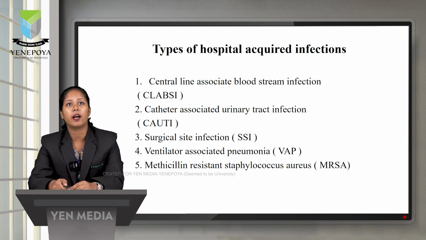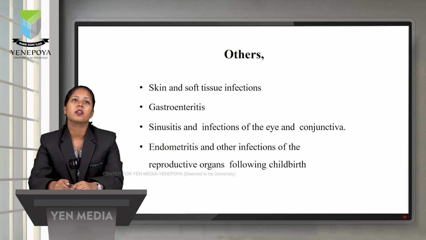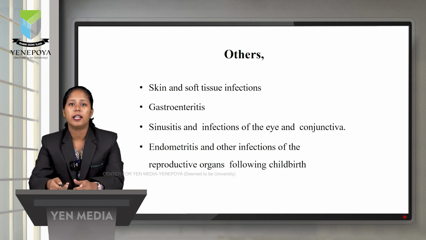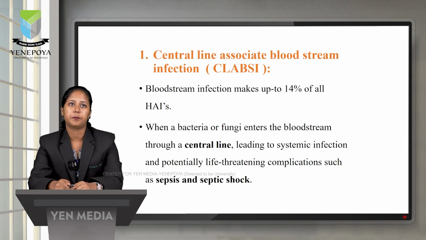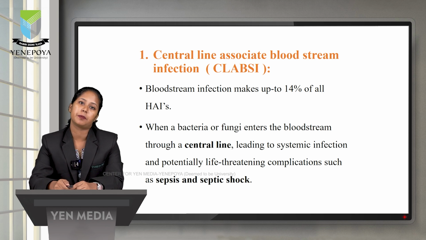Apart from these major five, there are a few more infections such as skin and soft tissue infection, gastroenteritis, sinusitis, infection of the eye and conjunctiva, endometritis and other infections of the reproductive organs following childbirth. Let us look deep into them one by one. First one is central line associated bloodstream infection. Bloodstream infection makes up 14% of all HAIs, when a bacteria or fungi enters the bloodstream through the central line, leading to systemic infection and potentially life-threatening complications such as sepsis or septic shock.